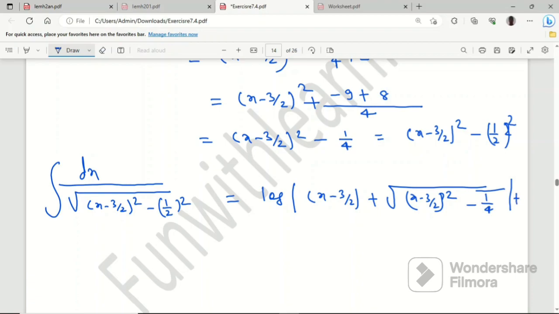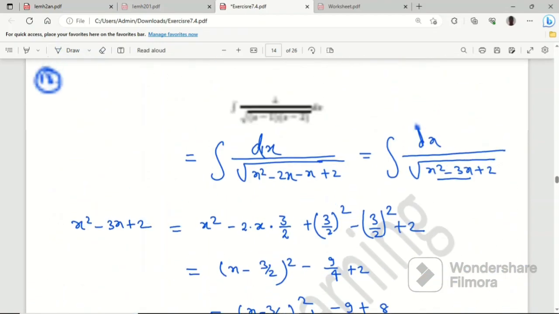This should be our answer. Although we need to expand, it might be in the answer. They would have expanded. So now we can check the answer. This was the 13th number.